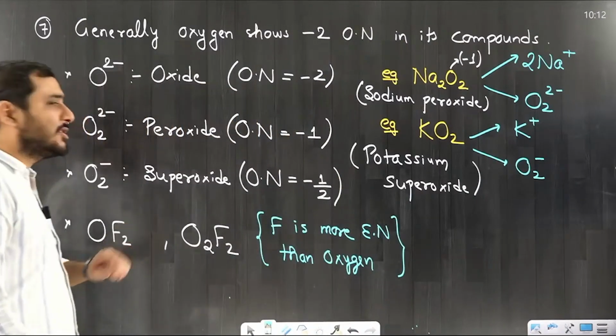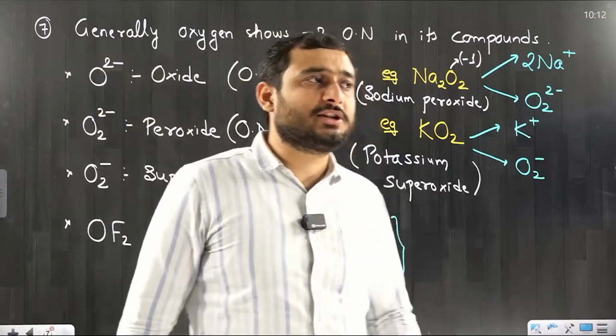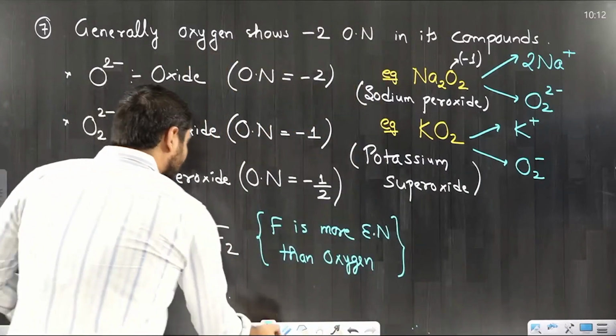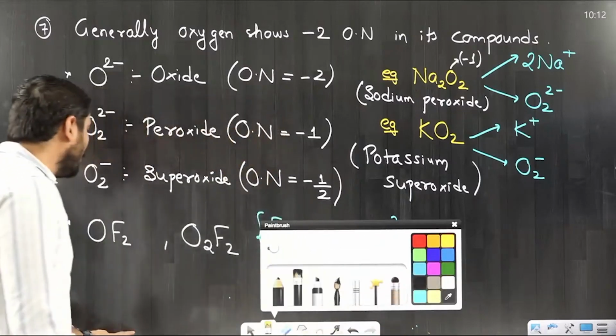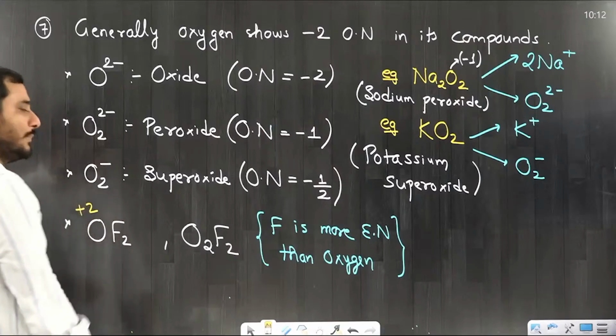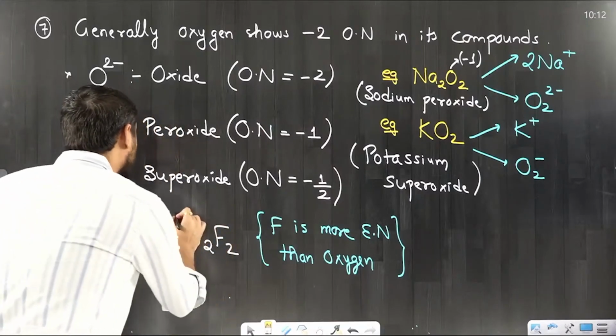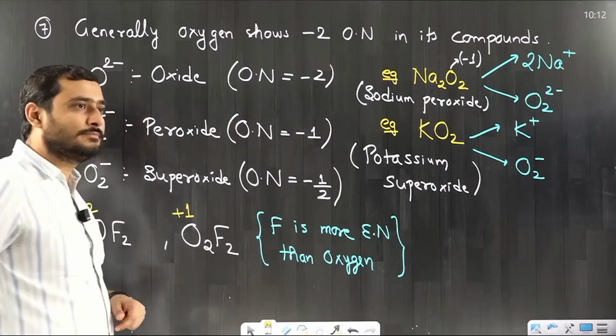So, fluorine shows which oxidation number? Minus 1. Then oxygen has to show which oxidation state? Positive. So, if I write oxidation state in OF2, 2 fluorine, minus 2. So, oxygen will show plus 2. Now, here 2 fluorine, minus 2, not 2 oxygen. So, 1 oxygen will show plus 1.